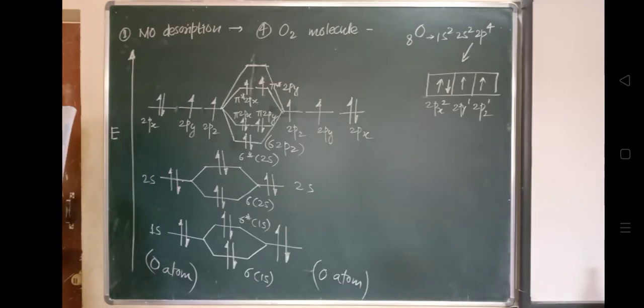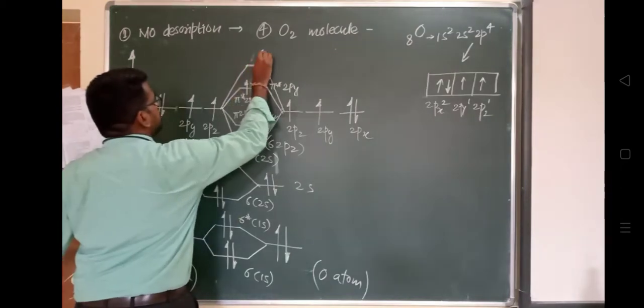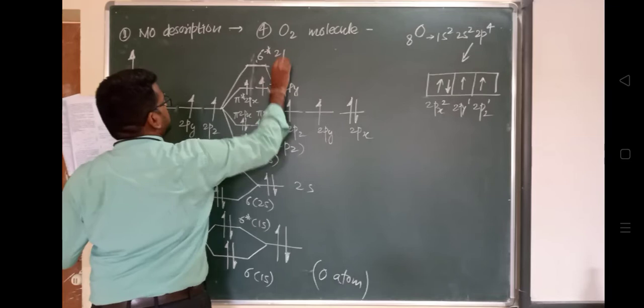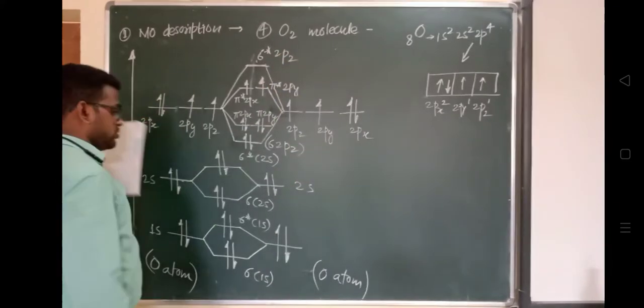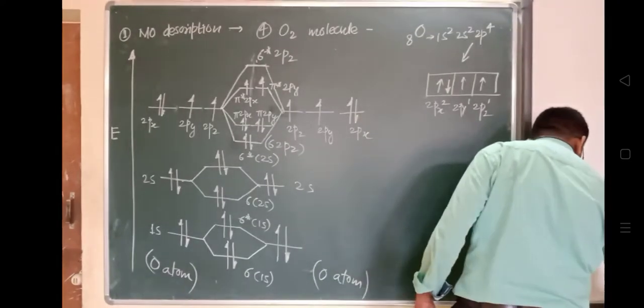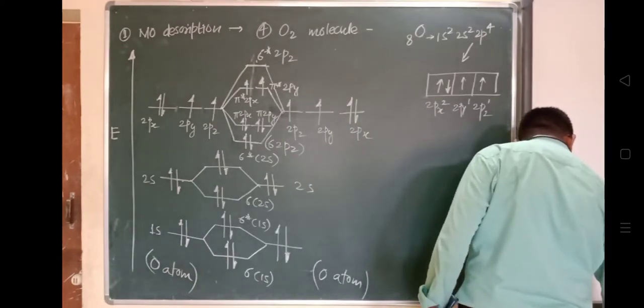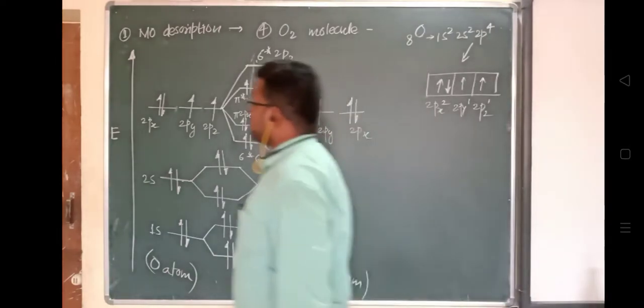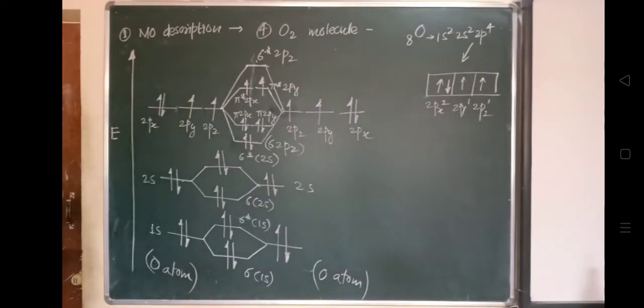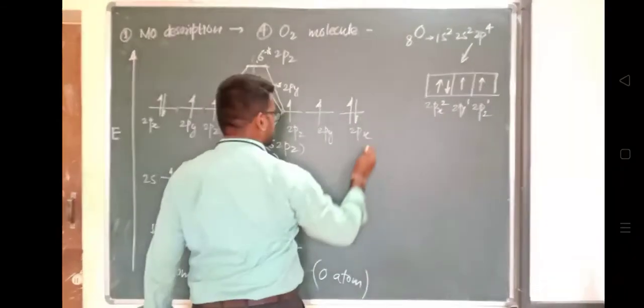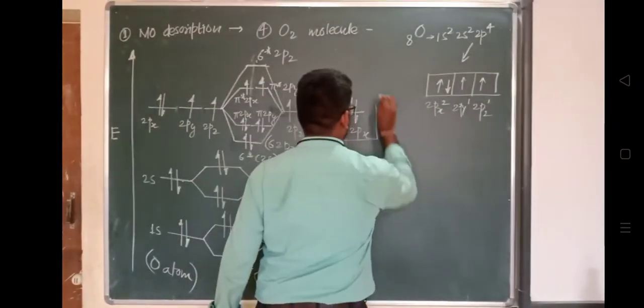Here this sigma star 2pz orbital will remain vacant. Okay, so this is the molecular orbital description for the oxygen molecule in its 1s, 2s, and 2p orbitals. If we observe the electronic configuration of the O2 molecule, a total of 16 electrons will be there, because in one atom, 8 electrons are present.